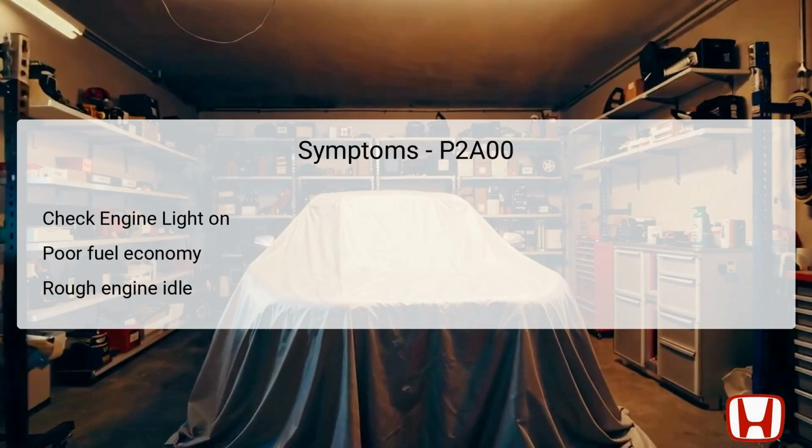When DTC P2A00 is present, there are several symptoms that may manifest during vehicle operation. One of the first indicators is the illumination of the check engine light on the dashboard, alerting the driver to potential issues. The vehicle may also experience poor fuel economy, as an incorrect air-fuel mixture can lead to inefficient combustion and increased fuel consumption. Additionally, drivers might notice a rough or unstable engine idle, particularly during deceleration phases where the AF sensor is primarily active.